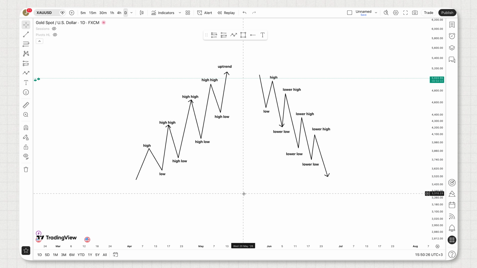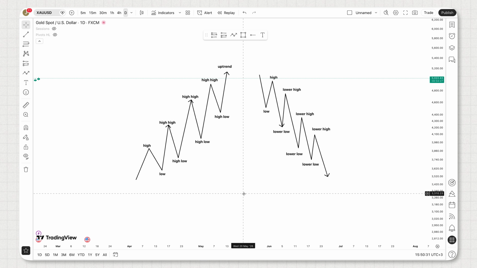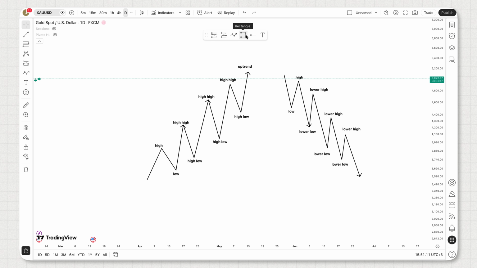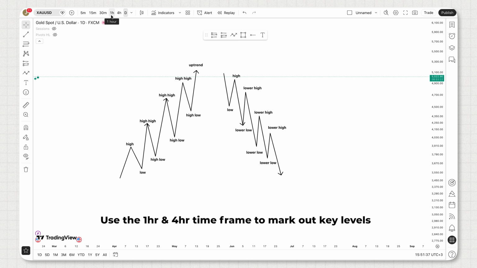Once you know where the market is heading, your next step is to mark out your key levels. And key levels are going to be your higher highs and higher lows if the market is in an uptrend, or lower lows and lower highs if the market is in a downtrend. To mark out your key levels and figure out what direction the market is heading, you're going to need to do that on the 4-hour time frame or the 1-hour time frame. Those are the two time frames that you use for this.